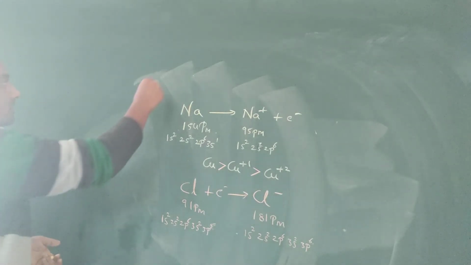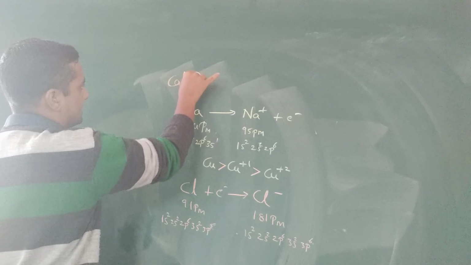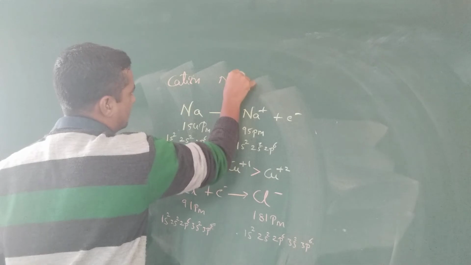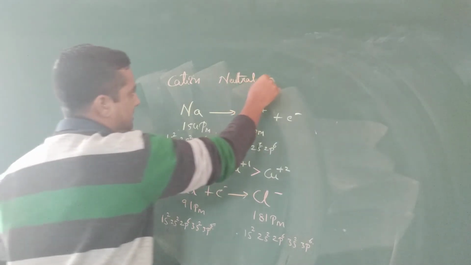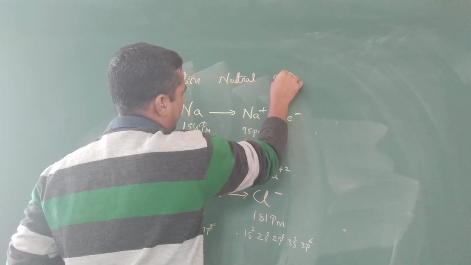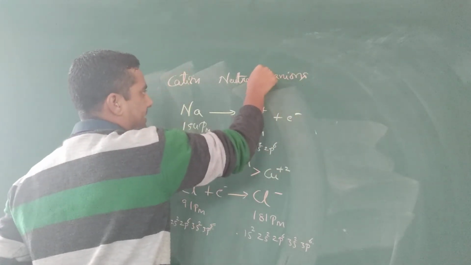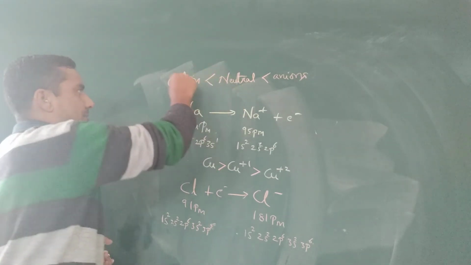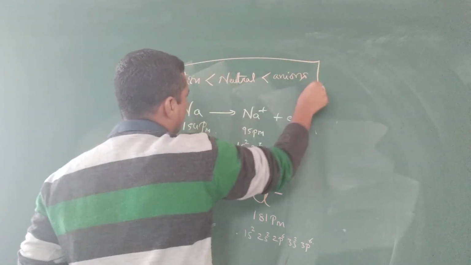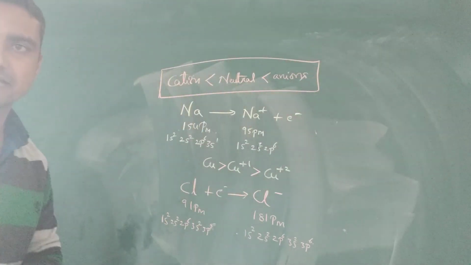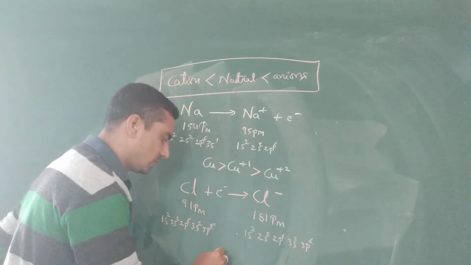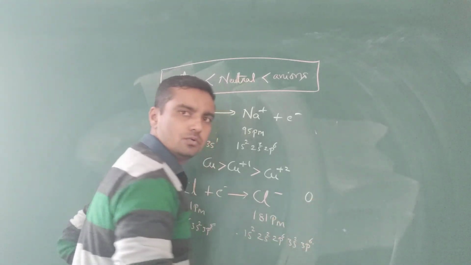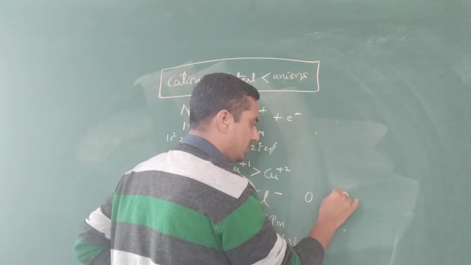So remember, the cations are smaller in size as compared to the neutral atom, and the neutral atom is still smaller in size as compared to the anions. The anion is larger than the neutral atom, and the neutral atom is still larger than the cation. This is nothing but the ionic size. One more thing, assume here it is an oxygen atom, and here it is an oxygen ion, with a charge of minus 1.